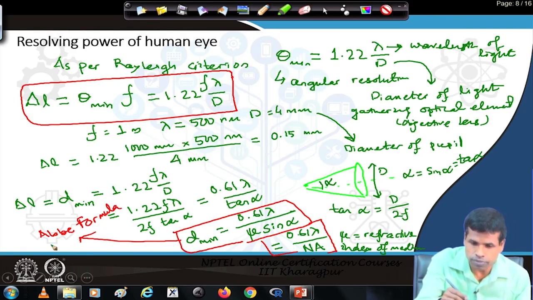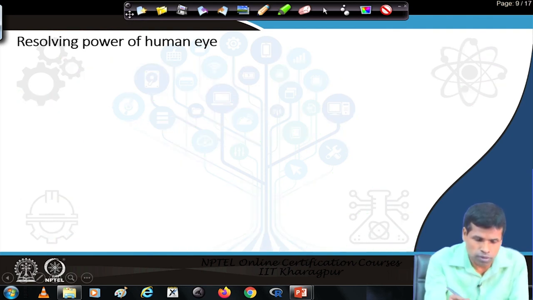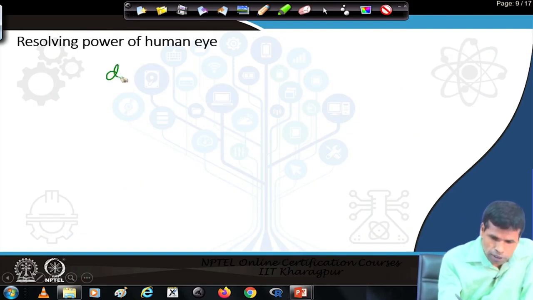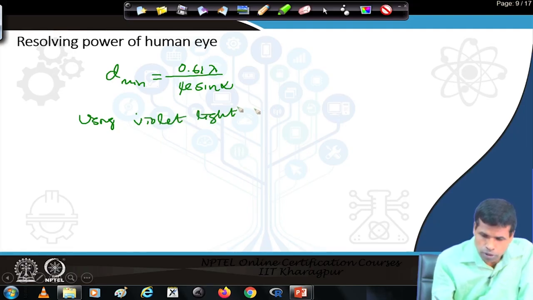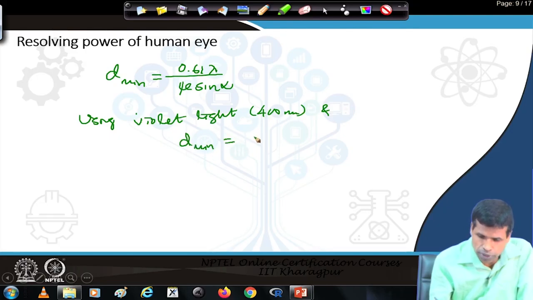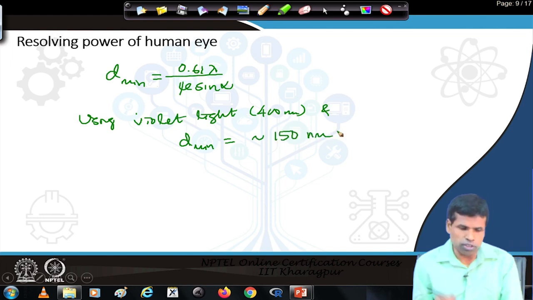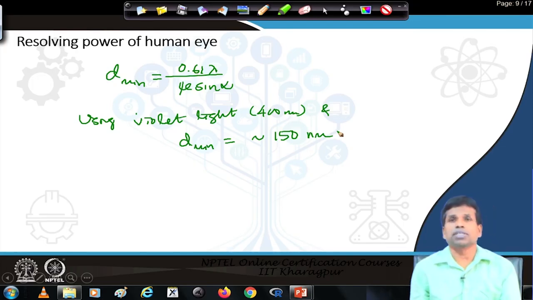So, let me clear this. We had got the formula, d minimum is equal to 0.61 lambda divided by mu sin alpha, using let us say violet light of 400 nanometer and oil immersion lens with a large aperture. With a large aperture, we can achieve d minimum approximately 150 nanometer, which is good enough to see bacterial cells. This can be done using an optical microscope.